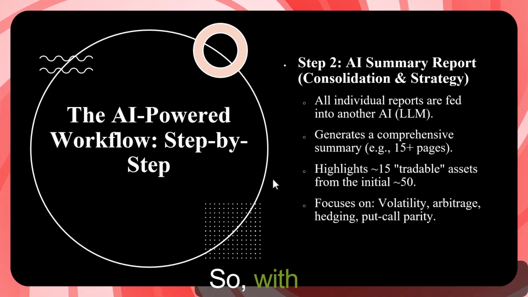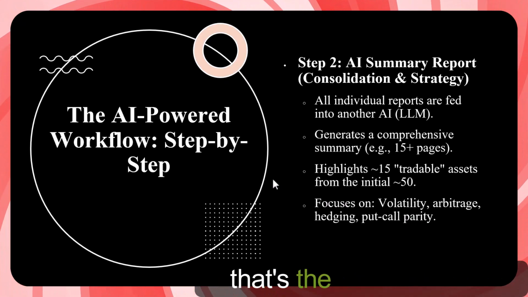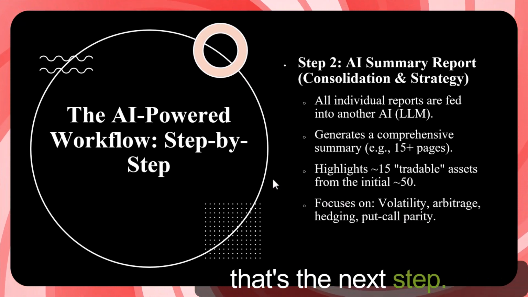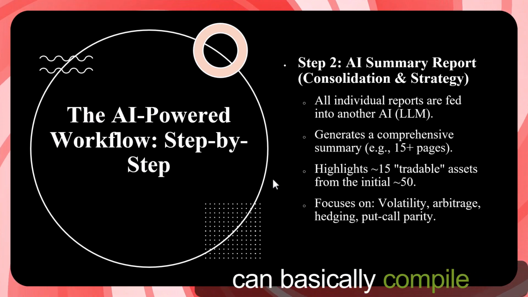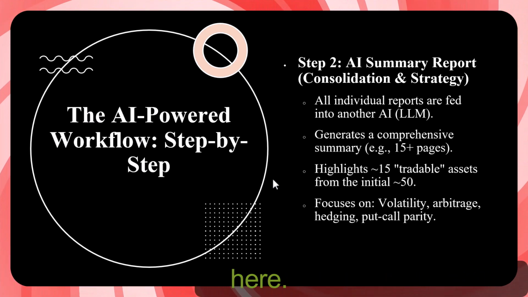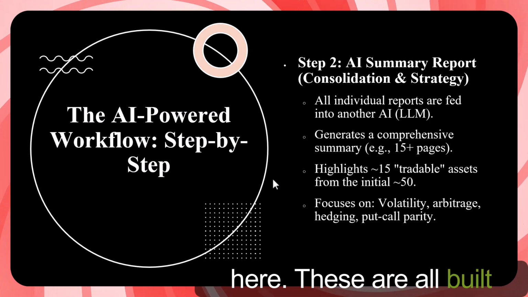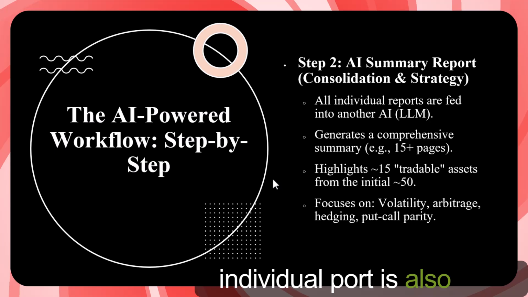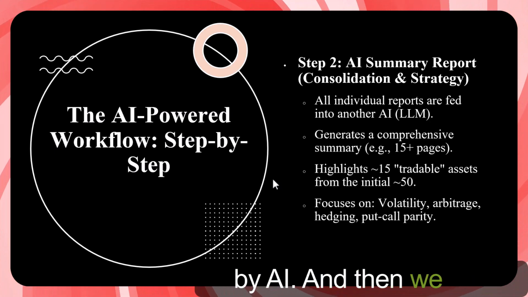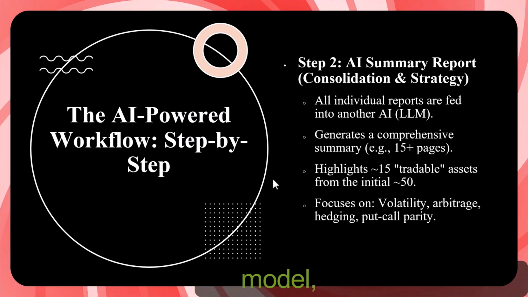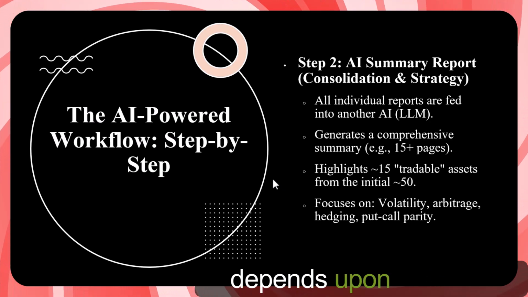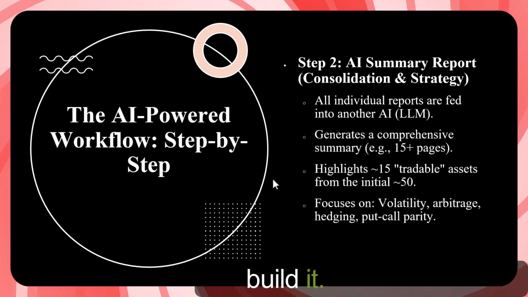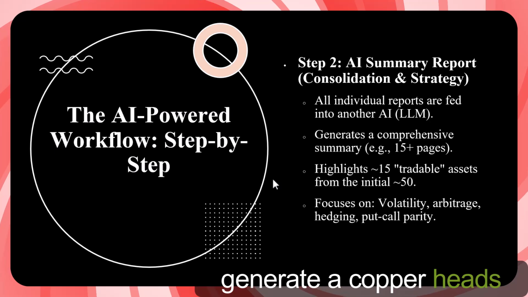So with the AI summary report, that's the next step. We can compile a conclusion, but in detail here. These are all built using AI. And again, each individual report is also built by AI. And then we just feed it into another AI model, like an LLM, depending upon what will build it. Then we can generate a comprehensive summary.